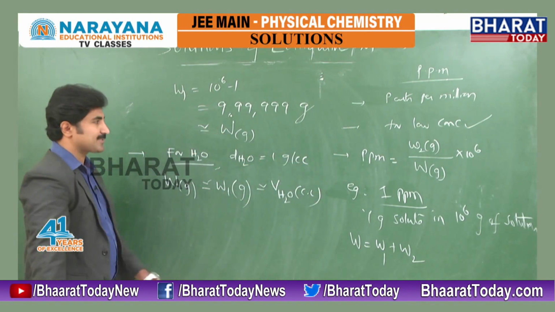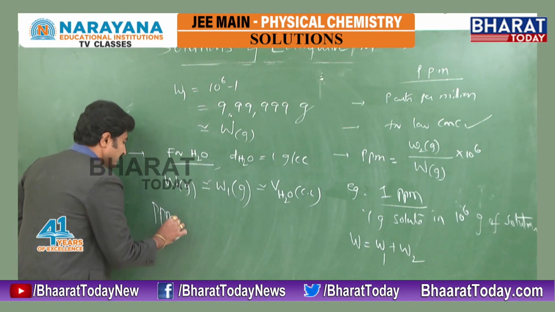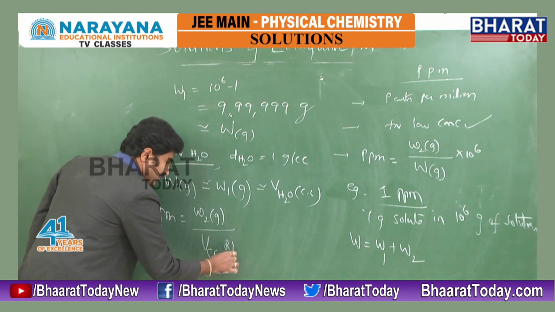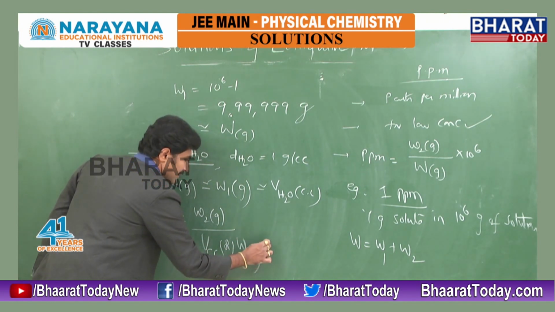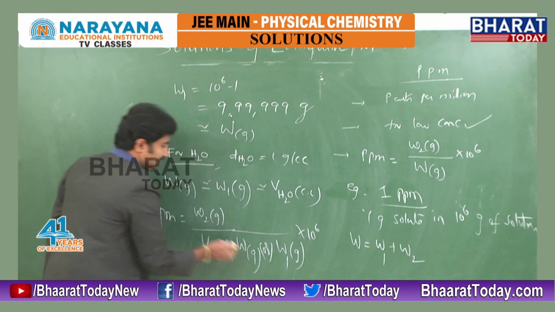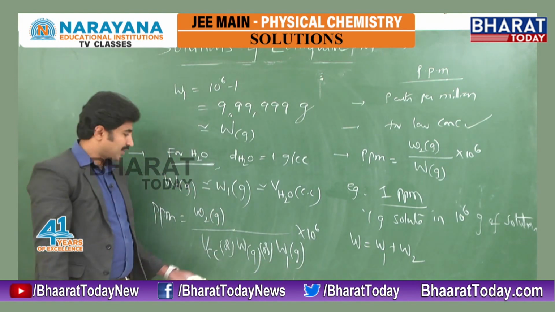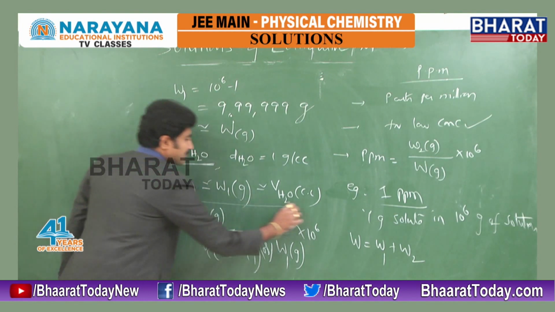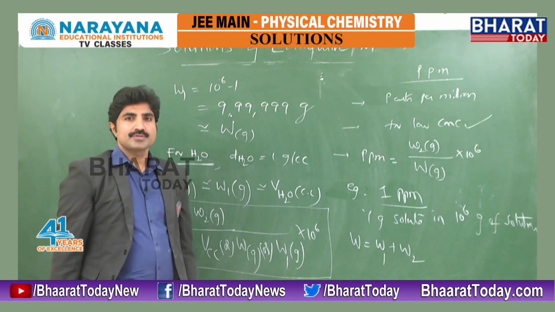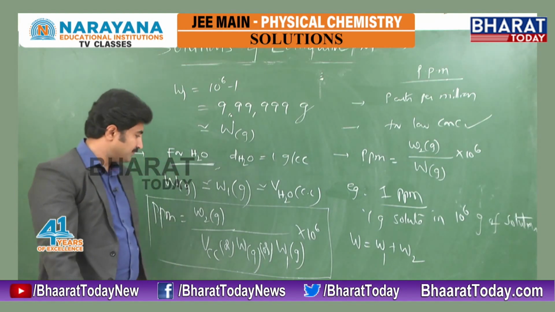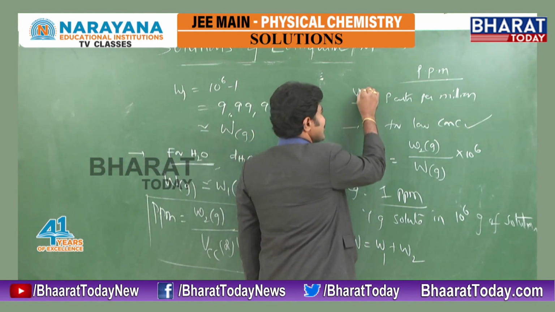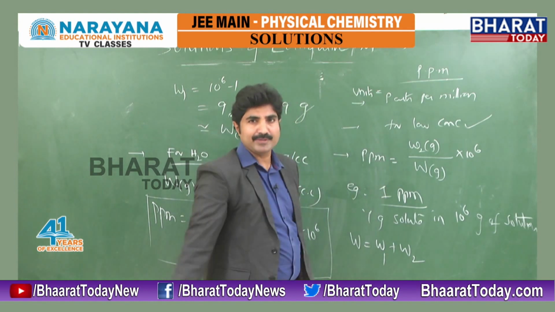So from this only we can express parts per million. This is the weight of the solute in grams by volume of the solution in cc, or weight of the solution in grams, or W1 in grams into 10 power 6 for a given H2O solvent. Already I explained parts per million is used to express very low concentration of a given solution. And the units of parts per million are also ppm only.